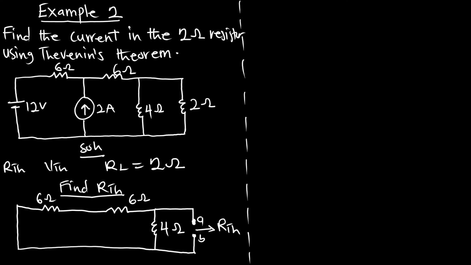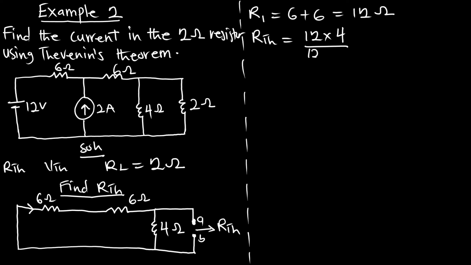So here we can see that the same current is going to pass through the 6 ohms, so they are in series. I'll call their effect R1, which is 6 plus 6, and that is going to give us what? 12 ohms. Now, this 12 ohms is going to be parallel to the 4 ohm resistor, and our RTH is going to be 12 multiplied by 4 over 12 plus 4. You can use the inverse formula and you can still get it. And with this, we are getting 3 ohms for the RTH.